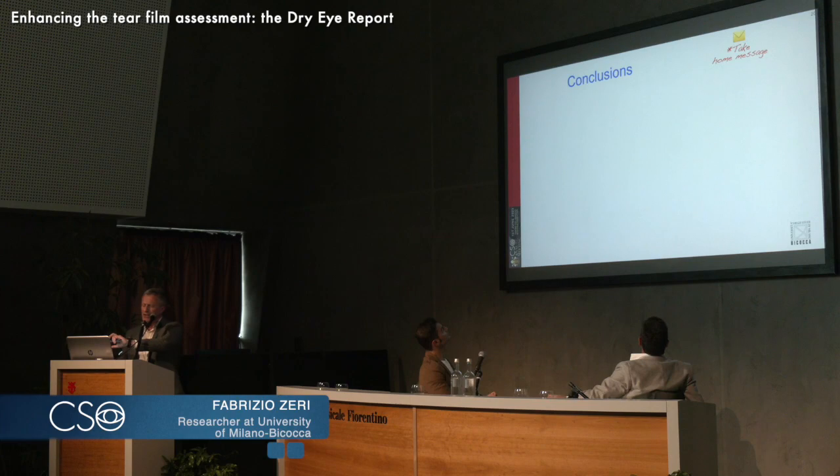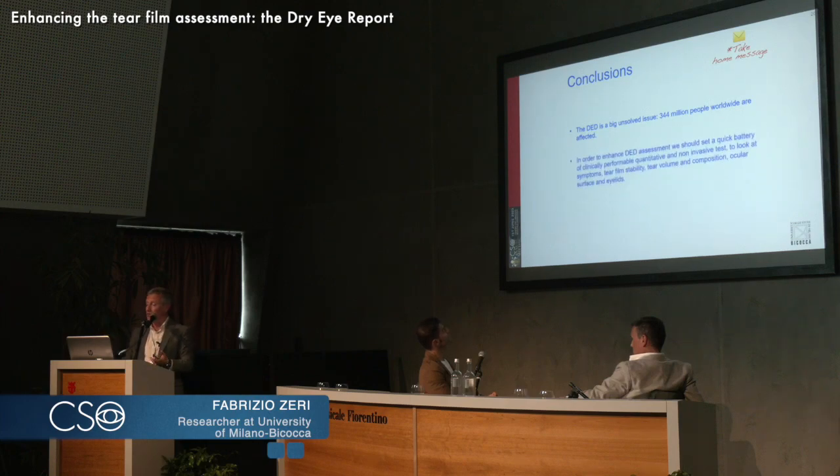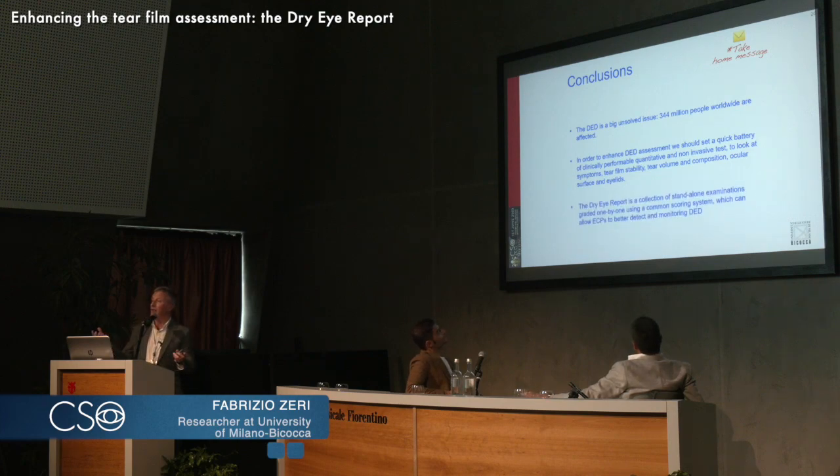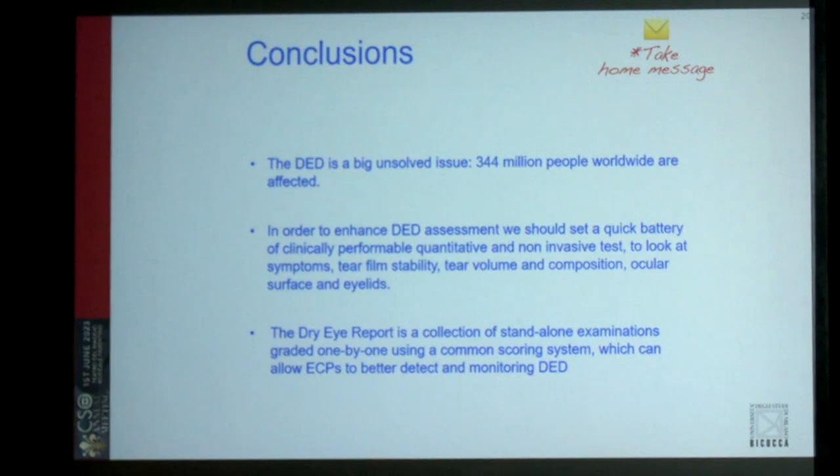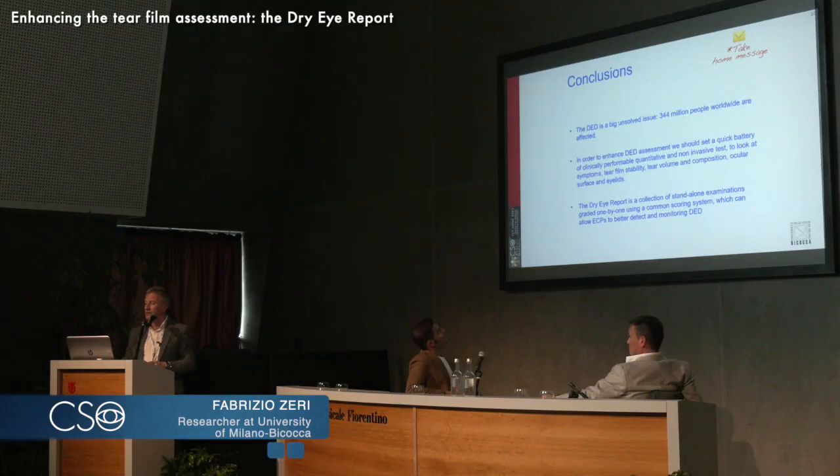So to conclude, and I'm coming back in a while with data about non-invasive breakup time. Dry eye disease is a very big problem, affecting lots of people. We need to enhance the dry eye assessment, and so we need to perform a battery of tests instead of just one test. It's impossible to make a diagnosis with just one test. So the Dry Eye Report, and there are lots of these instruments on the market, can allow us to perform this battery in an easier way with automatic systems, in order to allow a better diagnosis and management of dry eye disease. Thank you.